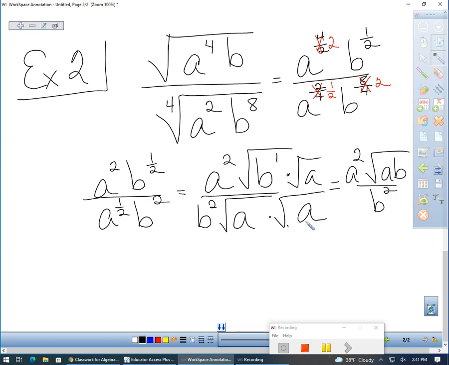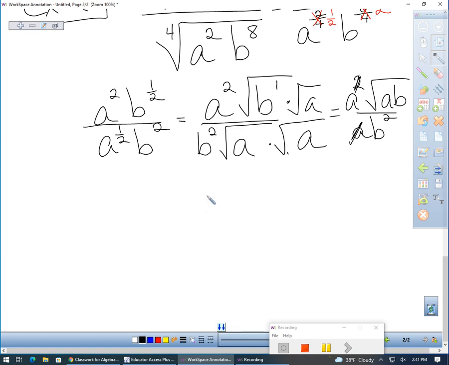And what's the square root of a times the square root of a? A. Good. Now what's the only thing left to do? Yeah, we can reduce those a's that are on the outside, can't we? We can get rid of this one with one of them here. So our final answer would be a square root ab over b squared. Is that the only way to get that answer? Nope. You could have subtracted exponents. Lots of different approaches will get you to the same exact place at the end. Depends which way makes the most sense to you. Okay?